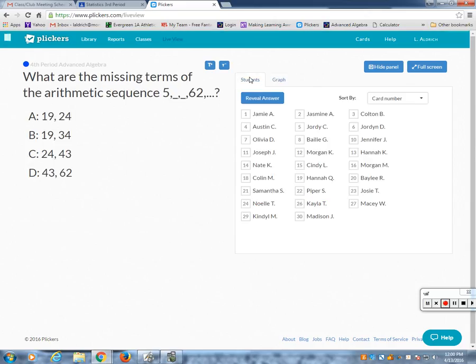Okay, next one. What are the missing terms of the arithmetic sequence 5, and then there are 2 empty spaces, 62? Okay, so 5, blank, blank, 62.